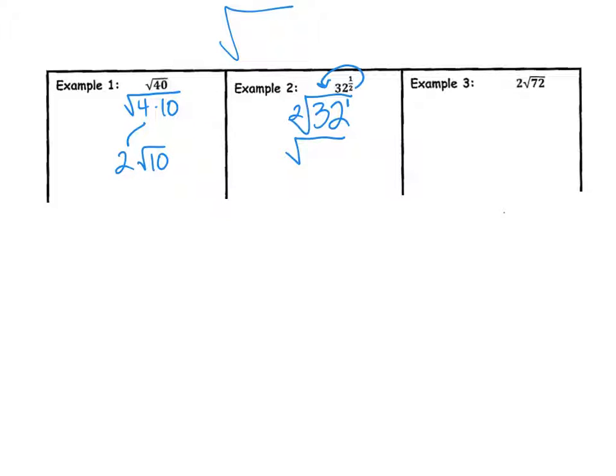So 32, look at your list. Tell me what perfect square goes into 32. 4 and 8 and a 16. Okay, so here's the issue.